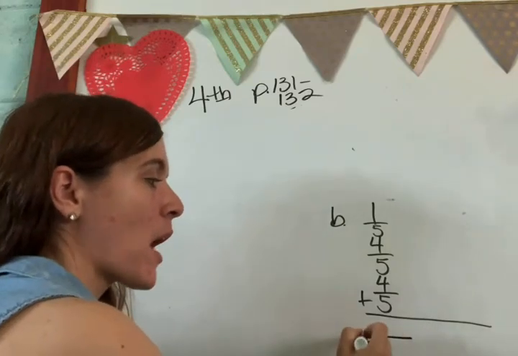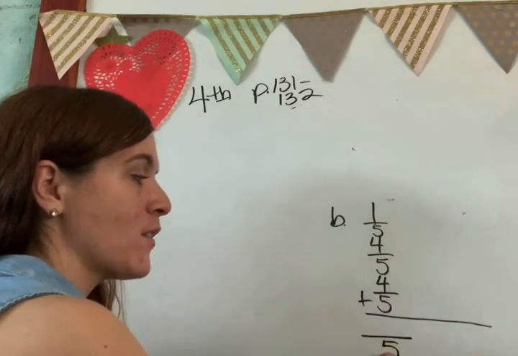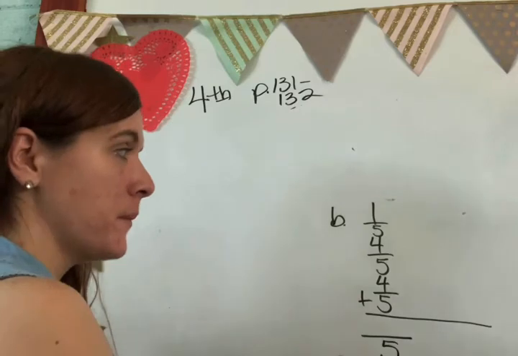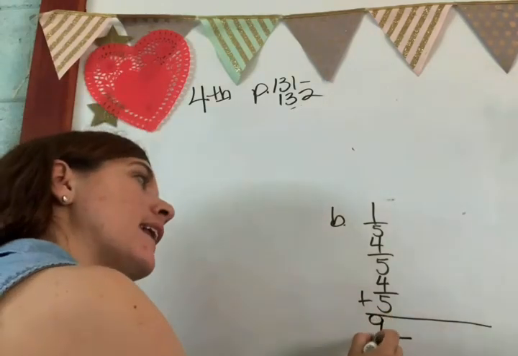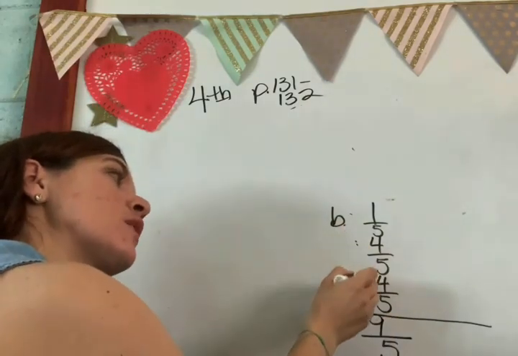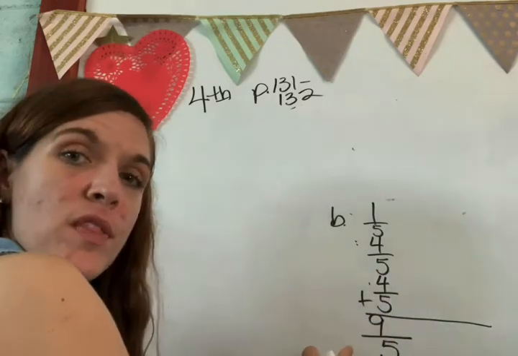Okay, what's our denominator, Holly? 5. Good. What's our numerator, Fernanda? 9. Excellent job, because 1 plus 4 is 5. 5 plus 4 is 9. What are we going to do with that number, Keanu?